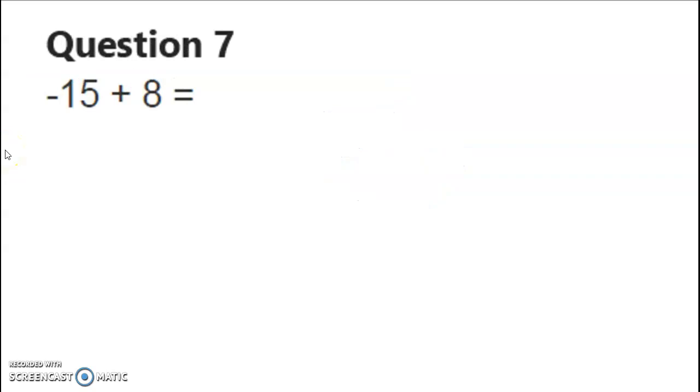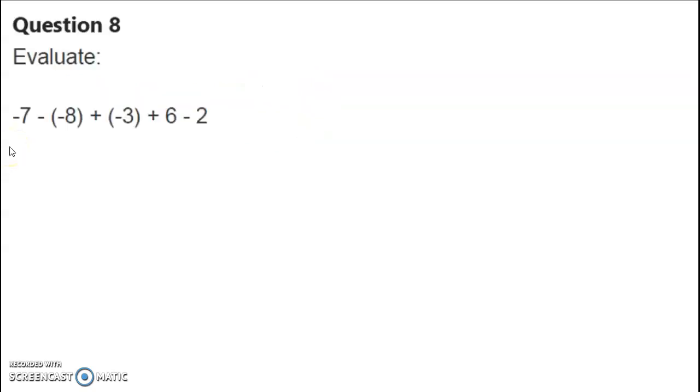We have negative 15 plus positive 8. So we're going to go ahead and find the difference between the two. I do already know that this is 7. 15 minus 8 is 7. Now to determine if it's positive or negative, 15 has the greater absolute value and it's negative. So that means my answer is going to be negative.